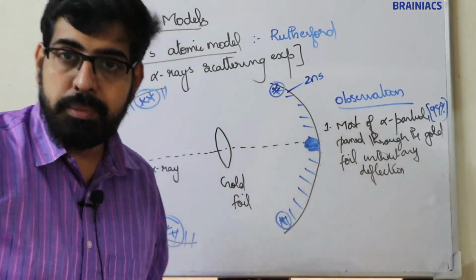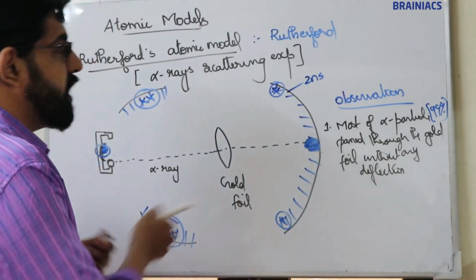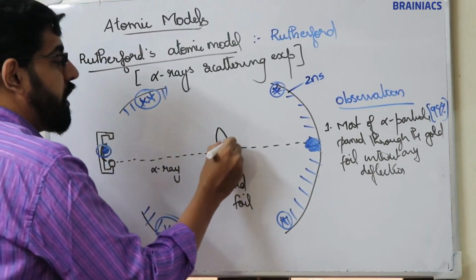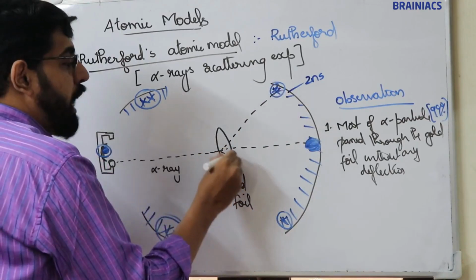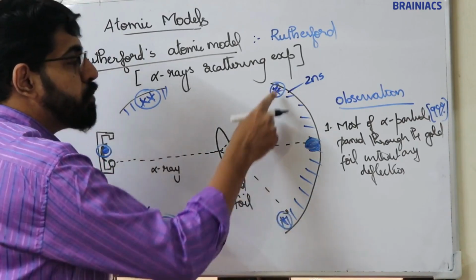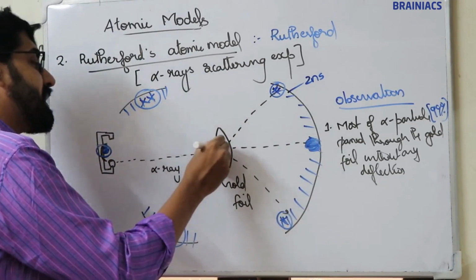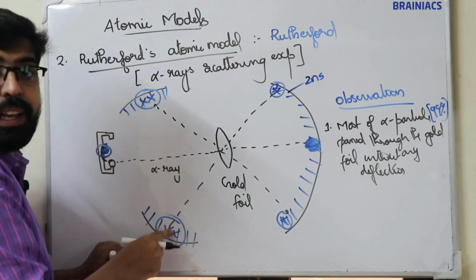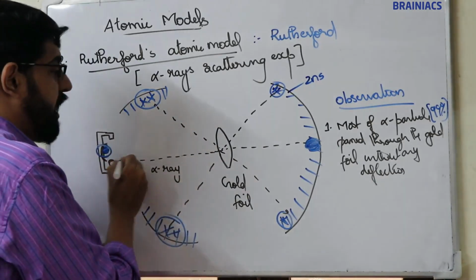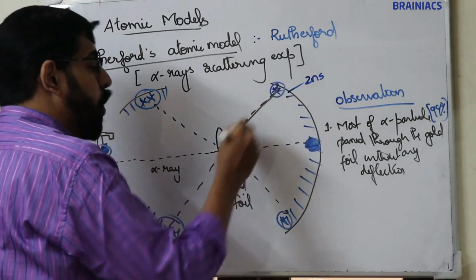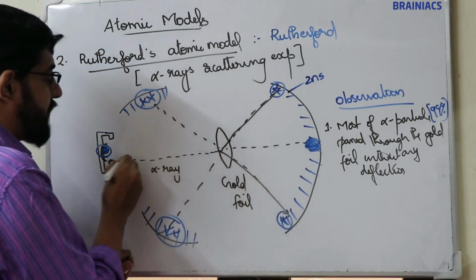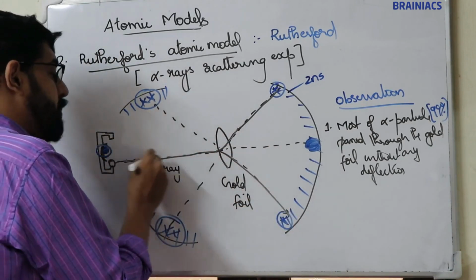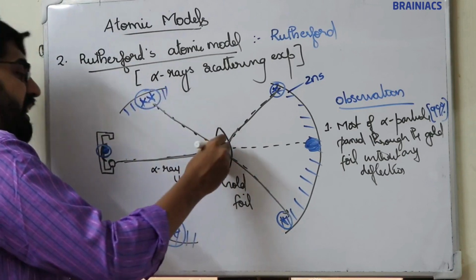Now sometimes he is getting deflection here. That shows that some alpha particles undergo small angle deviation, and some alpha particles undergo large angle deviation. Sometimes he is getting scintillation here and here. So some alpha particles undergo small angle deviation, and sometimes they undergo large angle deviation.